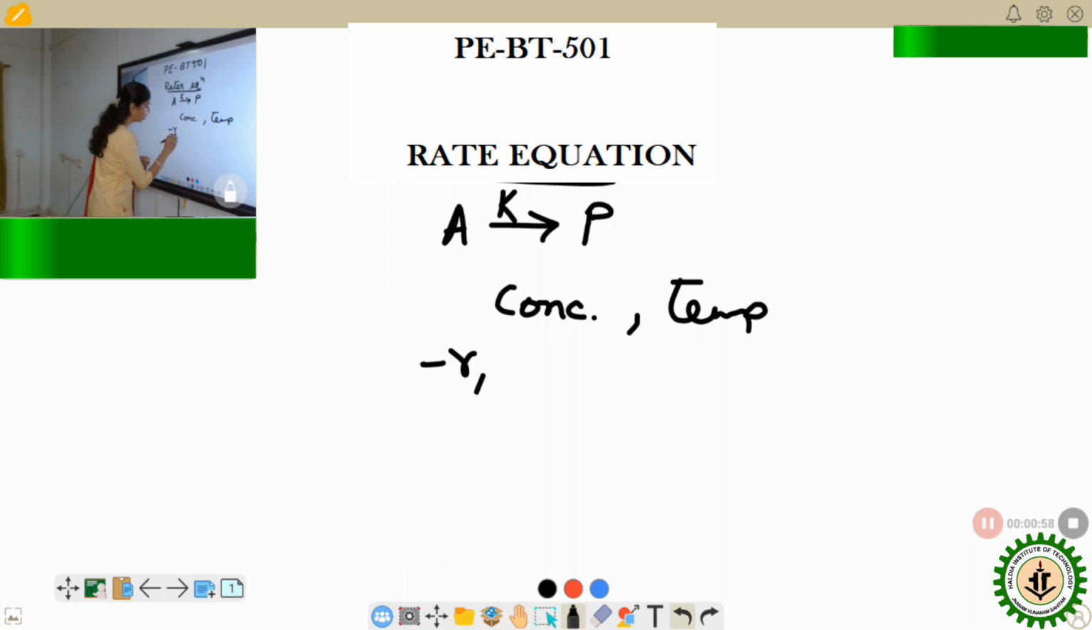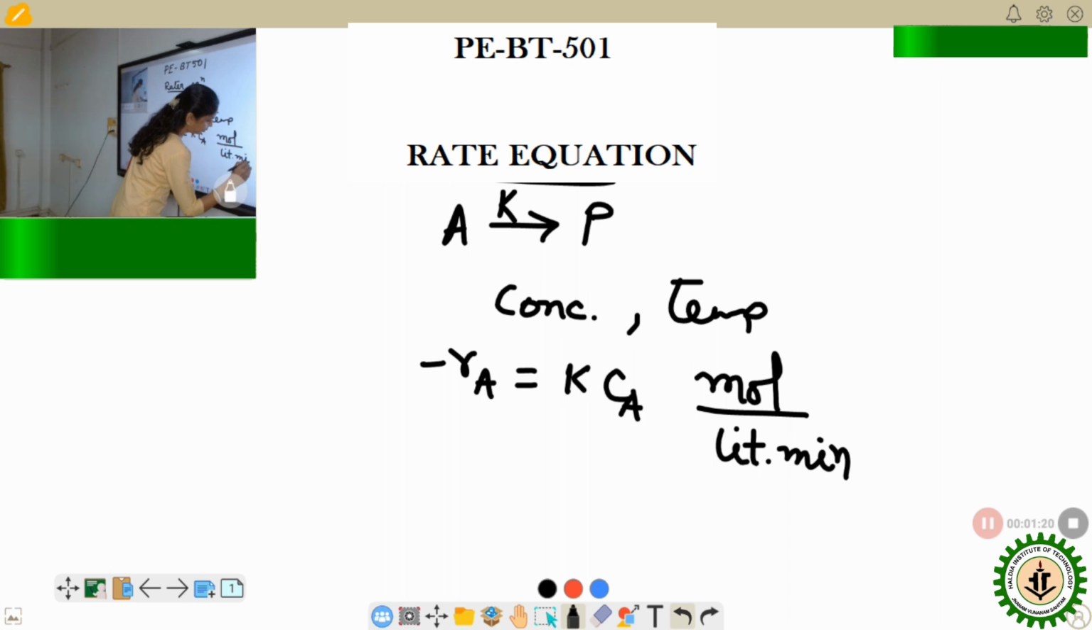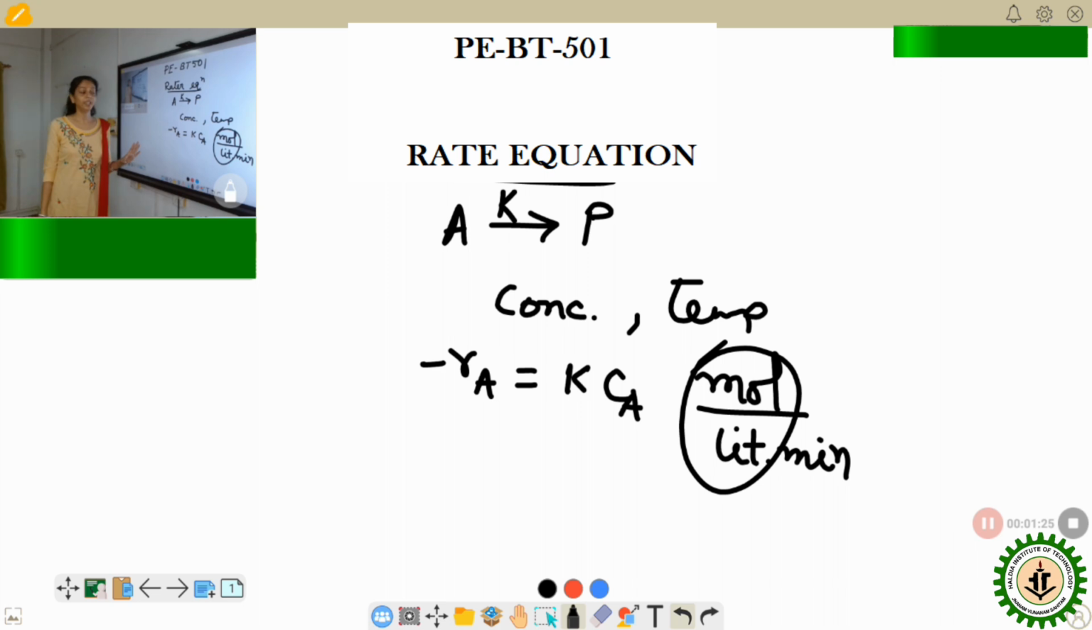Let's see. Minus rA equals K CA. If the order of the reaction is 1, then I can write K CA. If it is 2, then K CA square, like this. And the unit is mole per liter minute. This mole per liter is nothing but the concentration. That means the rate of change of concentration per unit time represents the rate.